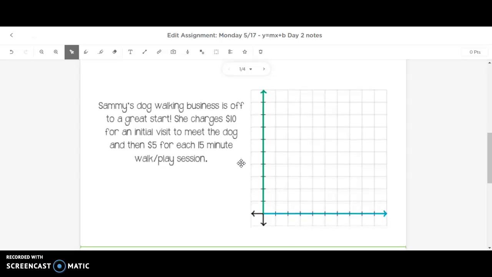Sammy's dog walking business is off to a great start. She charges $10 for an initial visit to meet the dog and then $5 for each 15-minute walk or play session. So what we'd be able to do here is we could actually graph this. And if we were looking at our chart across the bottom here, the cost is going to increase with the number of sessions. So I'm going to go ahead and label, and we'll just go up to 7 here. And this is going to be the number of sessions that she actually has.